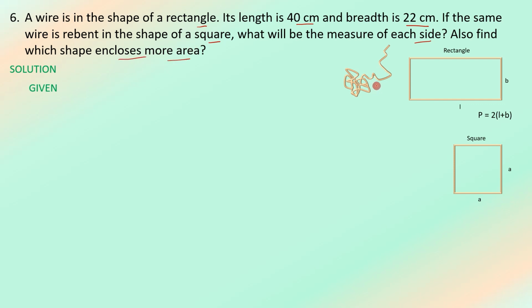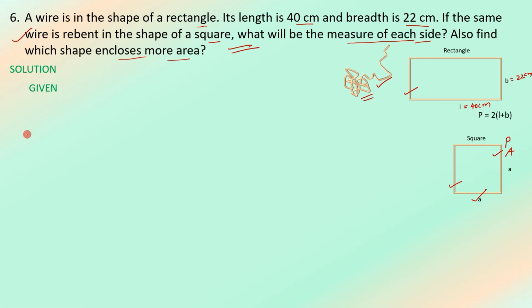Here, a wire is bent in the shape of a rectangle and its length is given as 40 cm and breadth 22 cm. Also given, the same wire is rebent in the shape of a square. And first we have to find the measure of each side of this square. For that, we should know the perimeter or area of this square. But it is not given in the question directly.